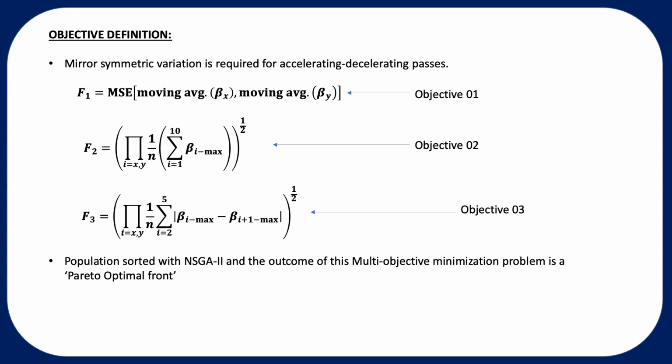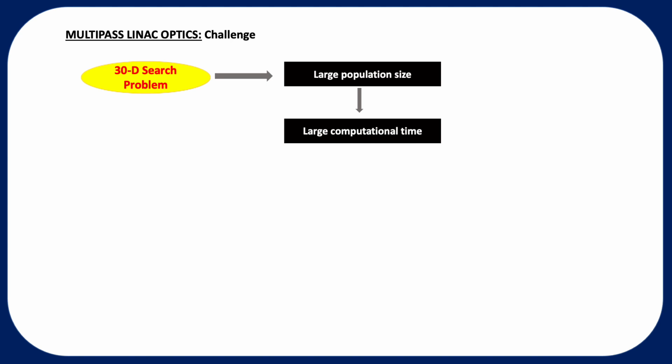With our evolutionary algorithm search we will get a set of solutions, and we call it the optimal front. Along with these 3 objectives, I used 2 constraints to preserve the quality of the optics of the solutions that we obtained. With 26 quadrupole fields and the initial conditions, our problem became 30-dimensional, which required a large population size and eventually a large computational time. But our main challenge is to reduce this computational time.